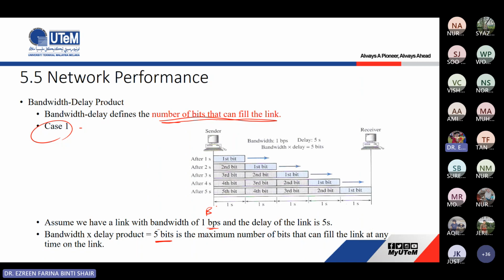Basically you have 1 bit per second with a delay of 5 seconds. You want to determine the maximum number of bits that can fill the link at any time. To calculate the bandwidth delay product, you just need to multiply the bandwidth with the delay. So 5 bits is the maximum number of bits. You can send 1, 2, 3, 4, and 5 bits at a time. After 1 second you transfer 1 bit, after 2 seconds another bit, 3 seconds another, 4 seconds another, and 5 seconds another. So at 1 bit per second you can transfer 5 bits maximum. This is what is meant by bandwidth delay product.